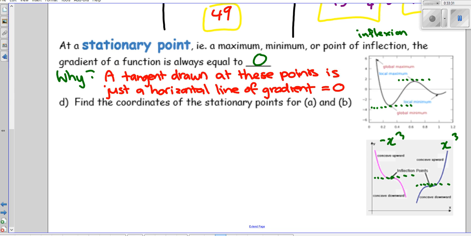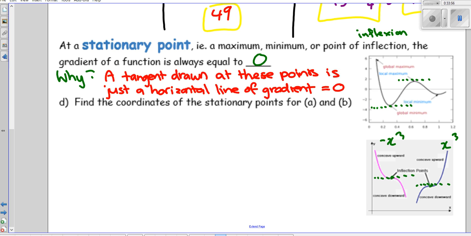Vertical lines, that was really loud, sorry. Vertical lines are the ones that have undefined gradients because you can't divide by 0, because their run is 0, whereas horizontal lines, their rise is 0. So that's why 0 divided by anything is just 0. So horizontal lines have a gradient of 0.